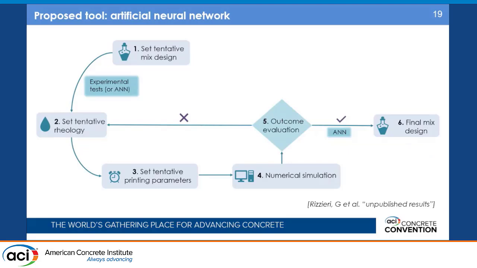Okay, so finally, once we find through the numerical simulations the optimal printing parameters and the optimal material parameters to create a certain filament geometry, the last issue to be addressed is how can we go back from the material parameter to a certain mix design. And this is quite a difficult question to be answered, and this is why we have decided to try to answer it with a neural network.